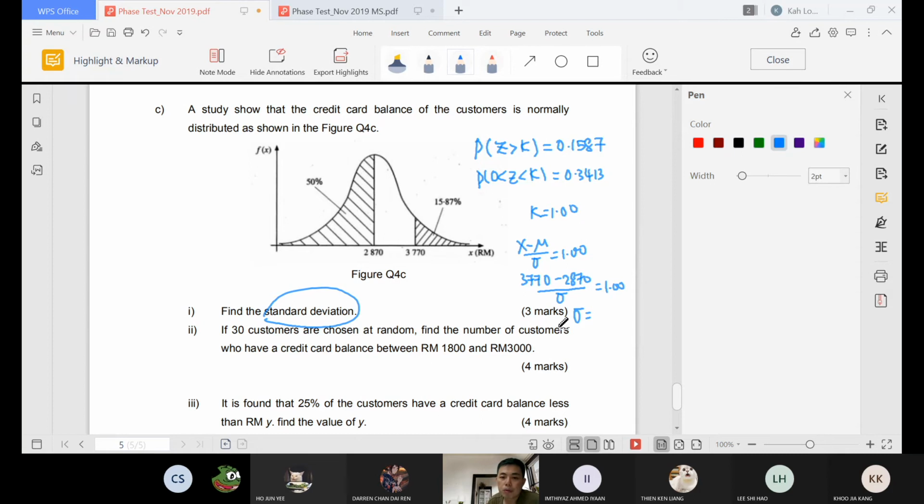Yes. Cool. Is it 1 multiply 3770 minus 2870, right? Answer? Is it 900? You see, how do you do this calculation? Sigma will be 2 over 4. You would cross multiply. So it's just 900, though. It's the same. Yeah, it's 900.